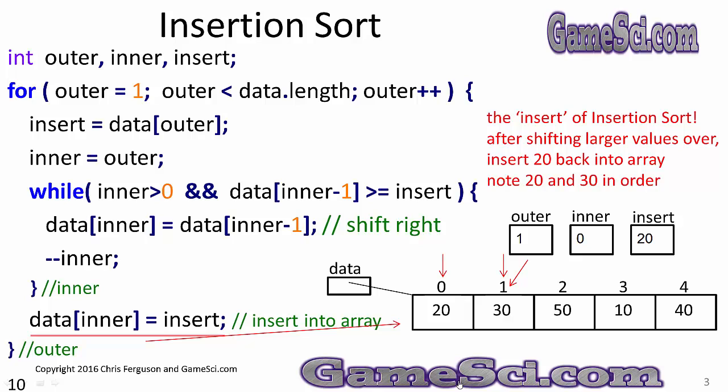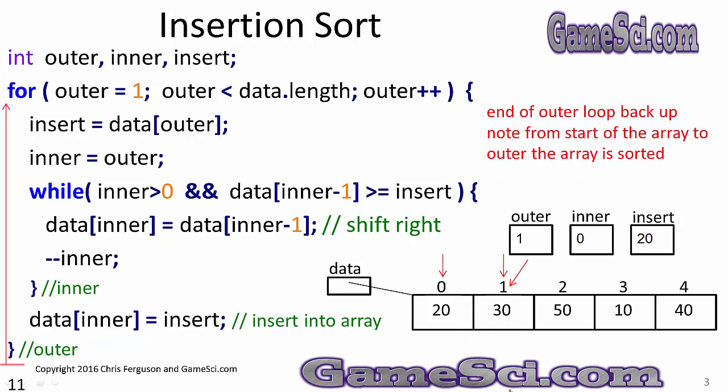This is the insert of insertion sort. After shifting larger values over, insert the 20 back into the array. Note 20 and 30 are in order. What we just did is we took this 20 that was in the insert variable and we inserted it back into the array position 0. That's a good thing. Look at 20 and 30 are now in order.